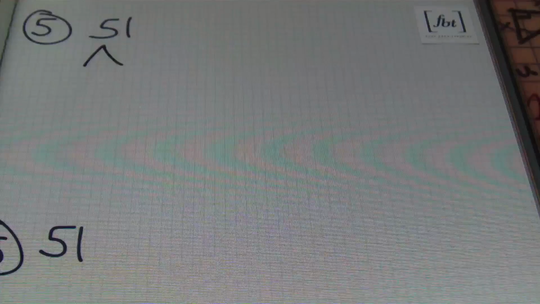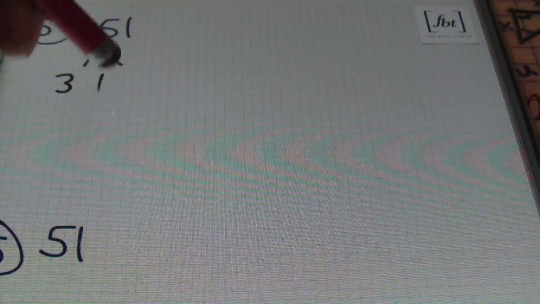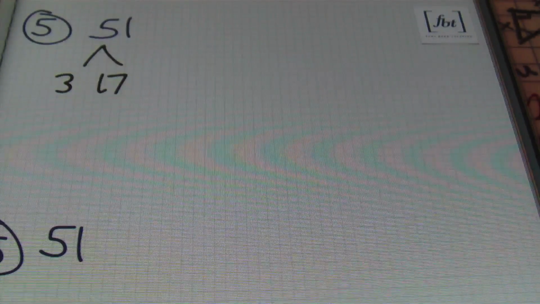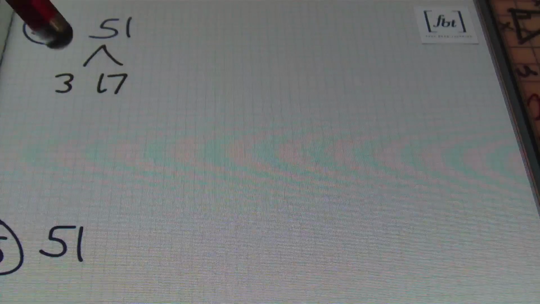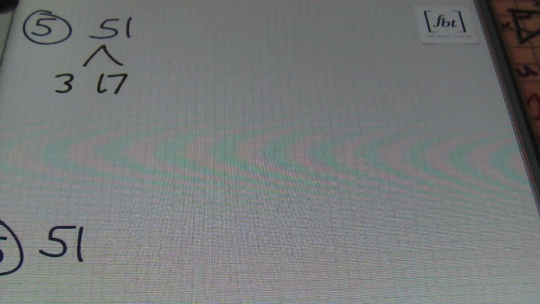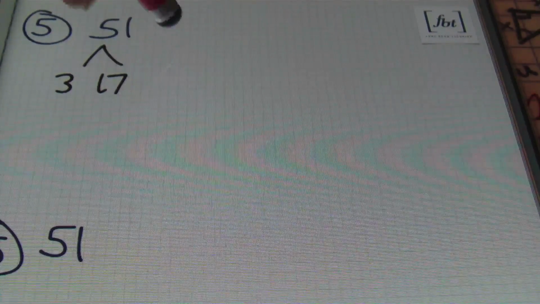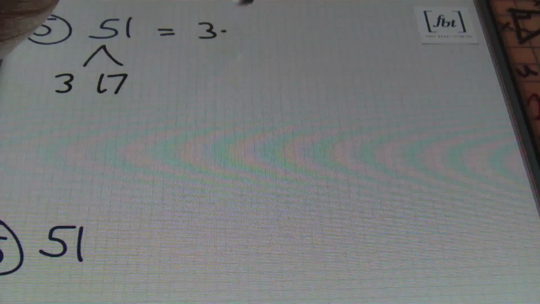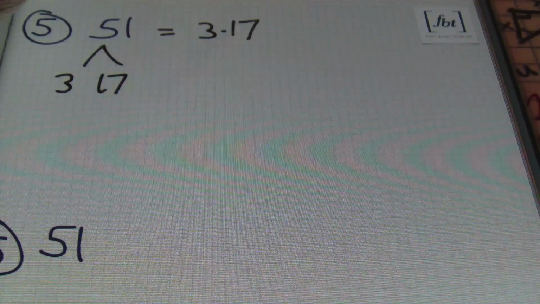If you add 5 plus 1 together, what does that give you? Exactly. It gives you 6, which means that any number whose digit sum is a multiple of 3 can be divided by 3. So, ladies and gentlemen, 51, the prime numbers are 3 and 17. 3 times 17 is 51. Go ahead and multiply that out, verify it for me. All right, there you go. So the prime factorization of 51 is 3 times 17.